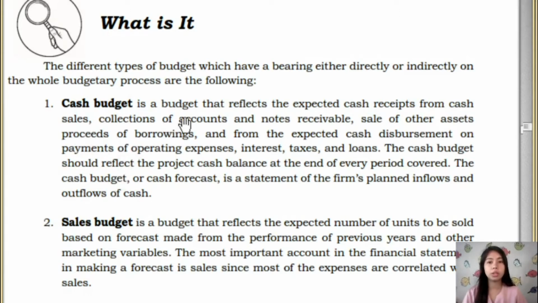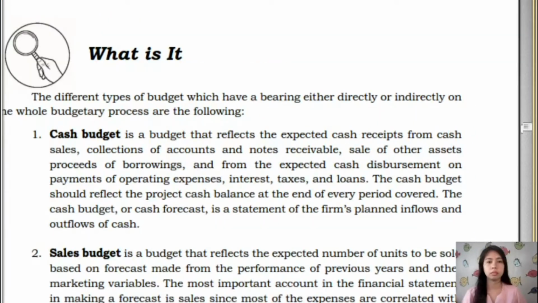Next, we have the collection of accounts or and notes receivable, accounts receivable, sales of other assets, proceeds of borrowings, and also from the cash disbursement. So, if may pumapasok na cash sa atin, meron ding cash na lumalabas. So, example of cash disbursement or payment of operating expenses, such as utilities, water, the electricity, interest, taxes, and loans.